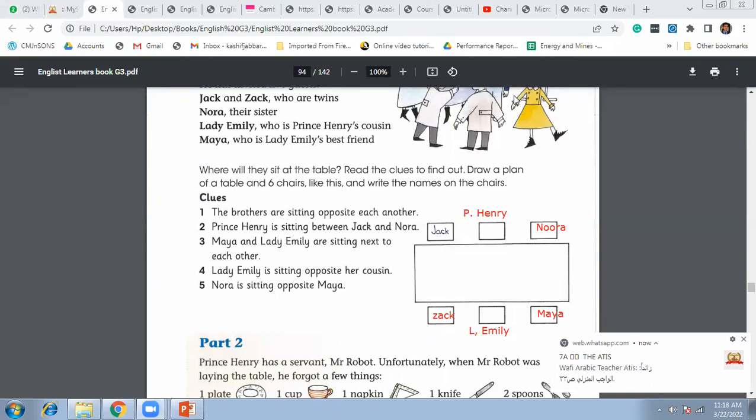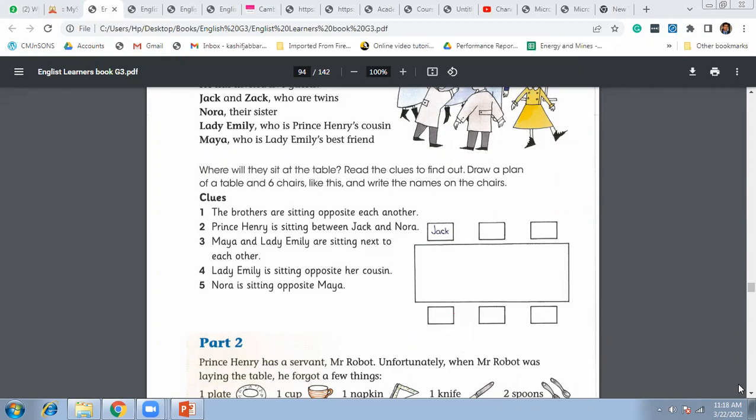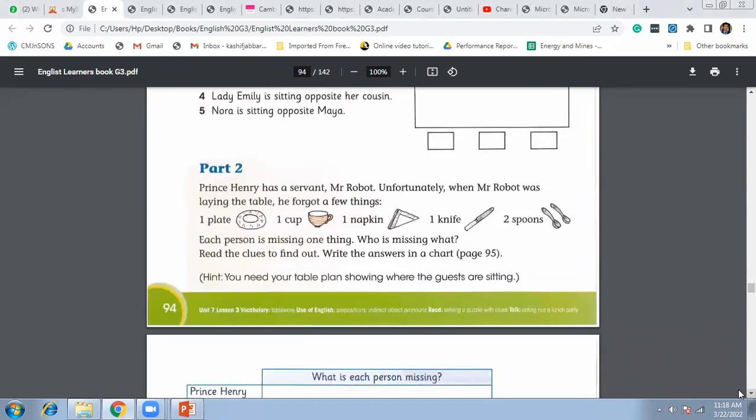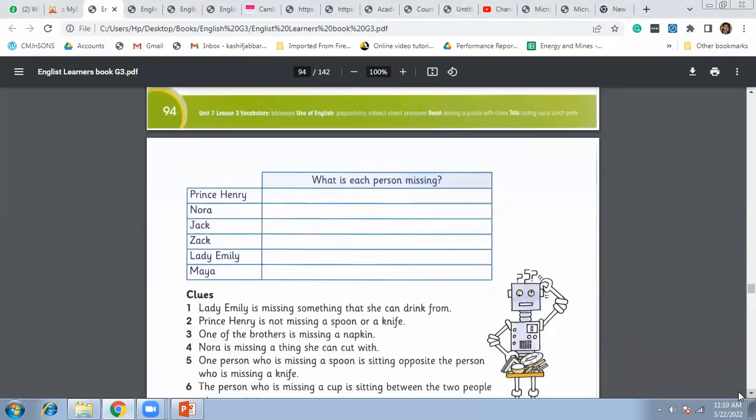Okay, now let's move to the next part, part 2. Here we can see that Prince Henry has a servant, Mr. Robert. Unfortunately, when Mr. Robert was laying the table, he forgot a few things. The number 1 is plate, then 1 cup, 1 napkin, 1 knife, and 2 spoons that he forgot to put on the table.